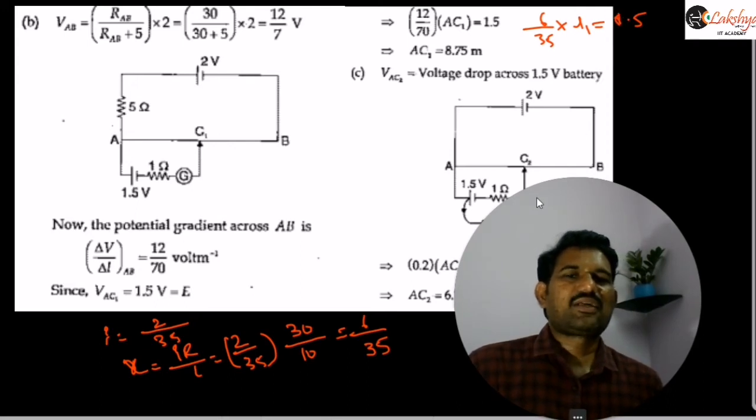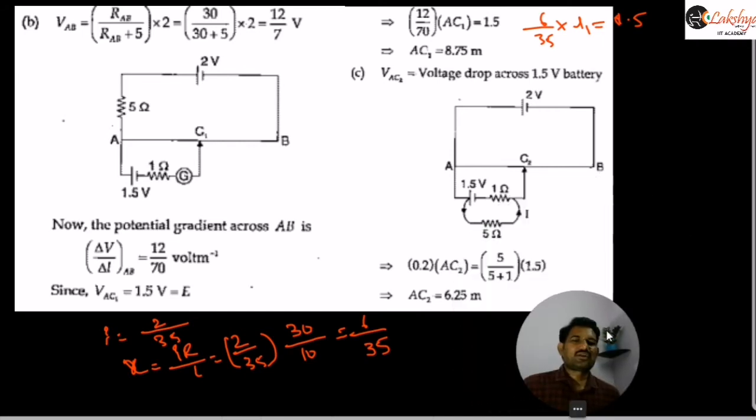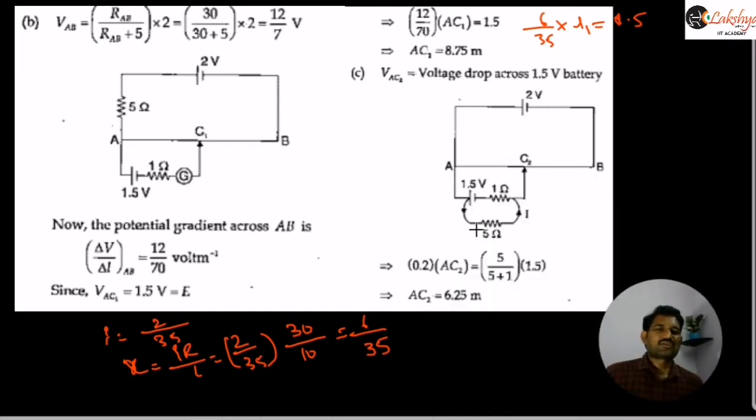And next similarly, the 5 ohm resistance is connected in parallel with that circuit, right? That is the third case given here. Now we are connecting this 5 ohm resistance like this.